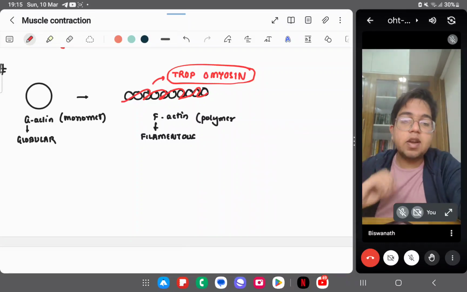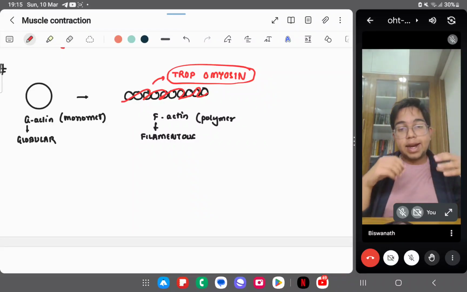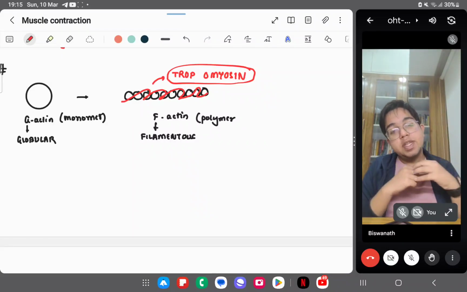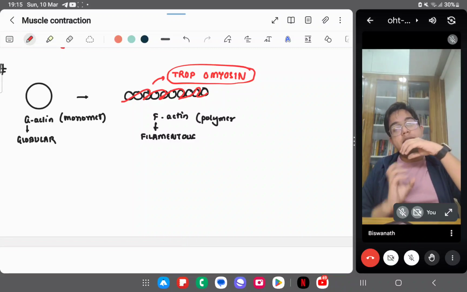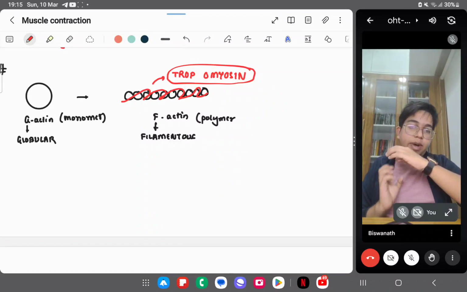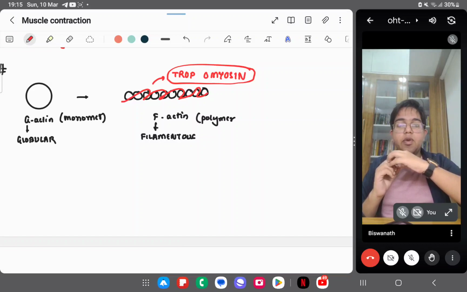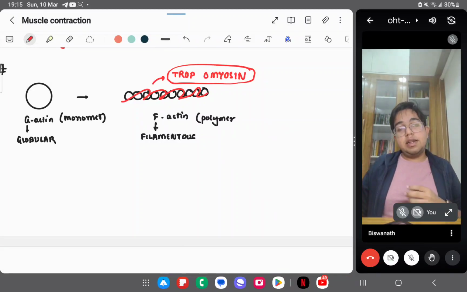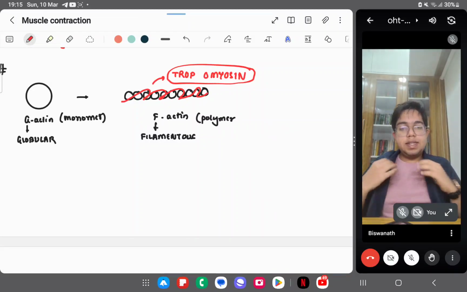What happens in muscle contraction is that on actin there are myosin binding sites. The myosin head binds to the myosin binding sites upon the actin, and pulls it, and muscle contraction occurs. This is a basic introduction.